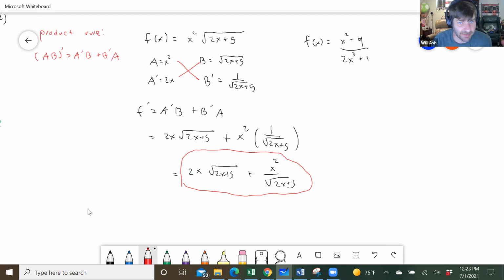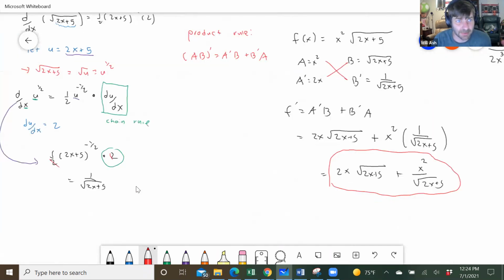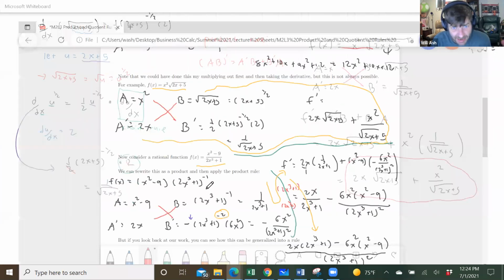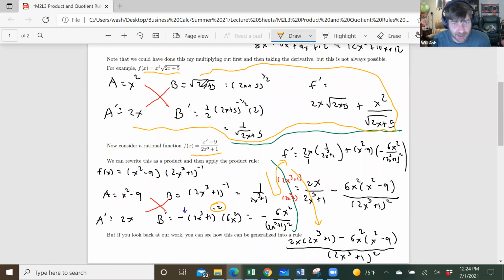There you go, with my little side figuring of how I actually figured out b prime for here. So if you look on my notes, that is what I have, right? So I said there's a, there's a prime. I said there's b, and I just figured out b prime. See how I did that in one step, right? Just 1/2 to the negative 1/2, and then times the derivative of that 2x plus 5, which just gave me 2. But then there's my f prime, a prime b plus a b prime.